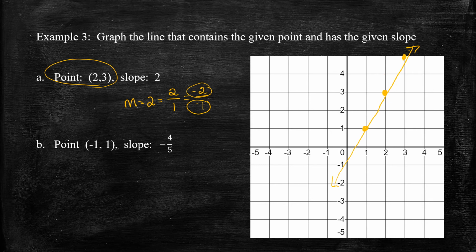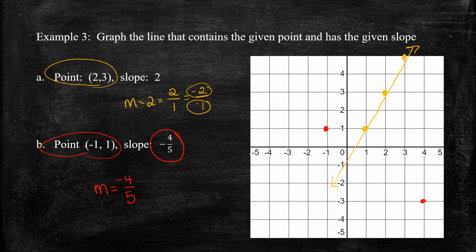Okay, the next one, this time the graph goes to the point -1, 1. So we're here in quadrant 2. The slope is -4/5. As it was written in the question, that negative is kind of out front, but I rewrote it with the numerator. So from my point, -1, 1, I would go down 4, 1, 2, 3, 4, since the rise is negative. So you go down 4, 1, 2, 3, 4, 5, to the right 5 units.